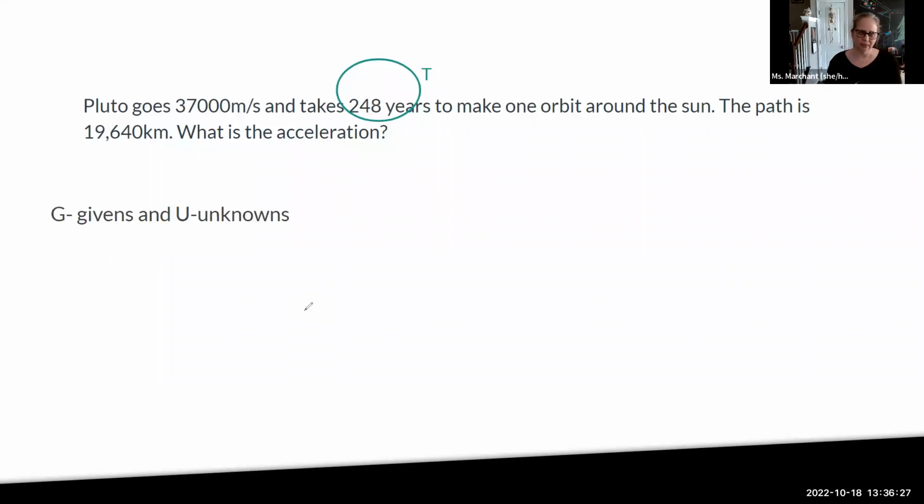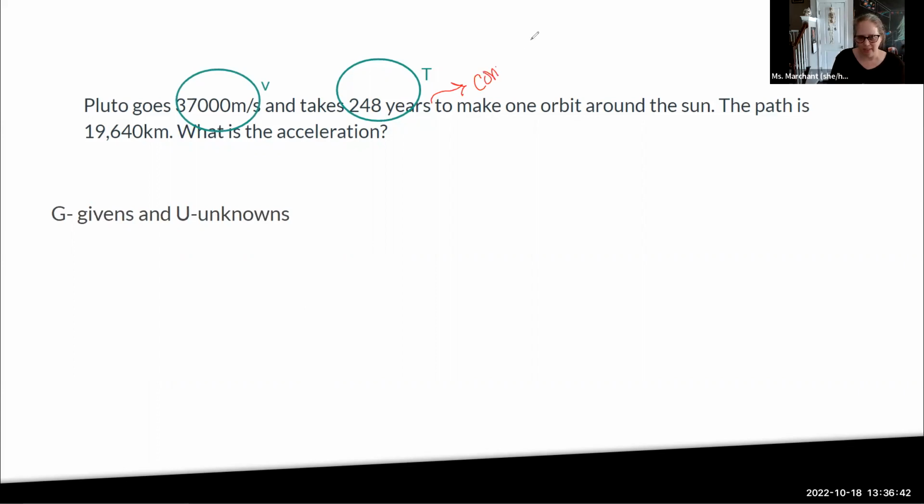So when we circle, we're going to circle that as our velocity. It takes 248 years. So that is our period. If they do not want your period in years and they want it in seconds, make sure you convert to seconds. Now, we're not necessarily going to need it for each problem. Just be aware that if they want you to use it in an equation, it needs to be in seconds.